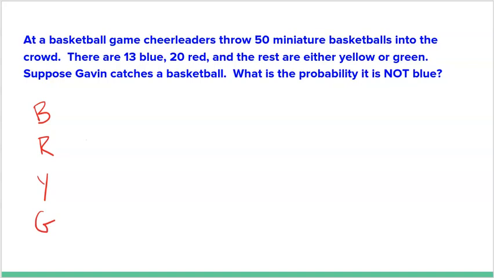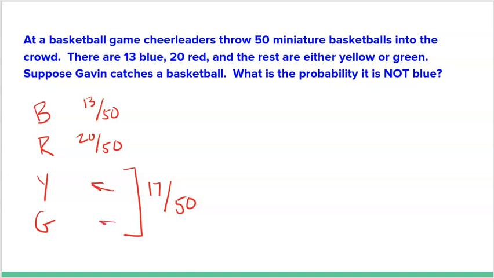Now, they told me that 13 out of the 50 are blue, 20 out of the 50 are red, and they told me about the rest of them. If 13 are blue and 20 are red, then how many are left? If I take 50, subtract 13, subtract 20, that means that 17 are left. I don't know which ones are yellow and which are green, so I'm going to have to combine those together. 17 out of 50 are either yellow or green. There could be 1 green, 16 yellow, or maybe 0 yellow and all 17 are green. I just don't know. But that's my sample space of everything that could happen. I wish I knew a little more about yellow and green, but unfortunately I don't.